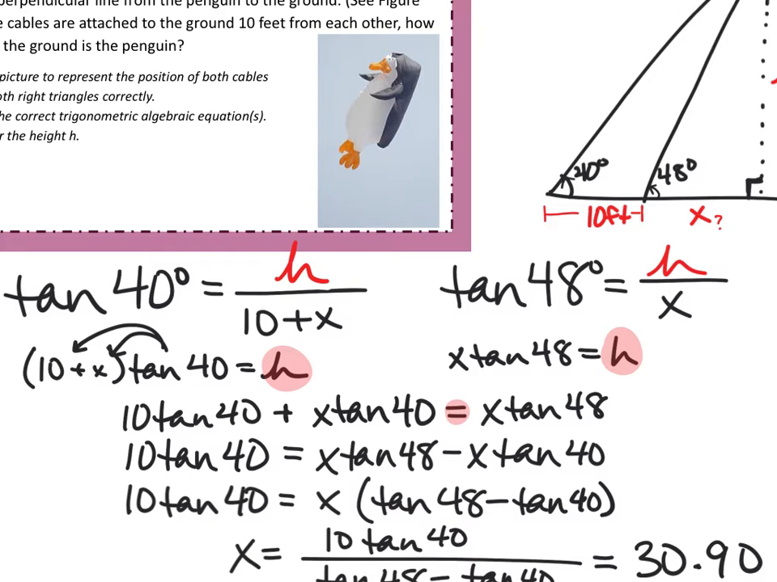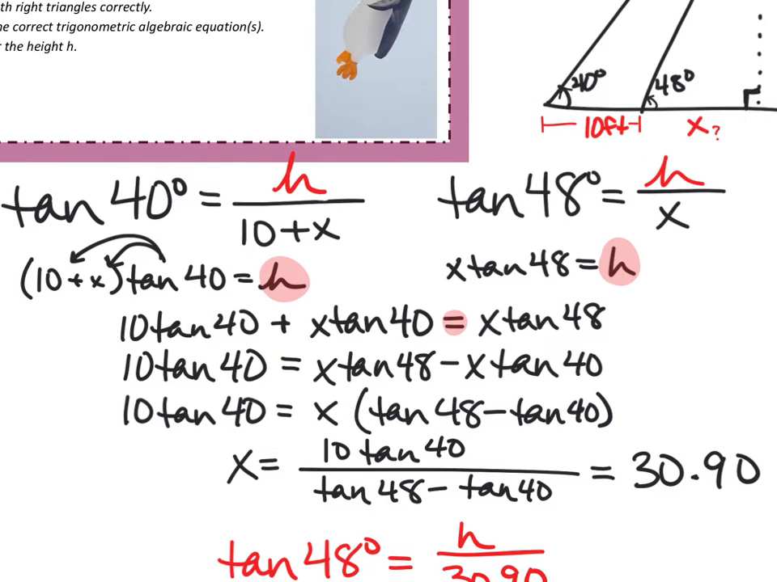I also distributed this tangent of 40 into this parentheses. So this is 10 tangent of 40 plus x tangent of 40. That's what h was equal to a second ago. So we can set it equal to x tangent of 48, which is what h is also equal to. But now my goal, my only variable left in this equation is x.